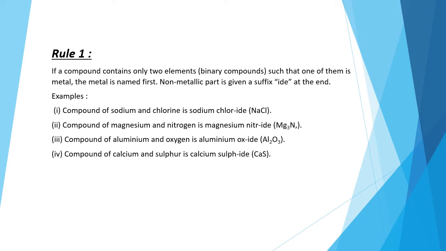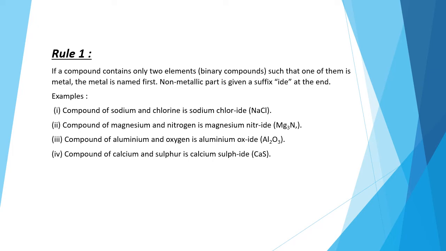For example, the compound of sodium and chlorine is sodium chloride, that is NaCl. Here sodium is the metal and chlorine is non-metal. So we have to add the sodium first and we have to add the suffix IDE at chlorine. So that is called sodium chloride.